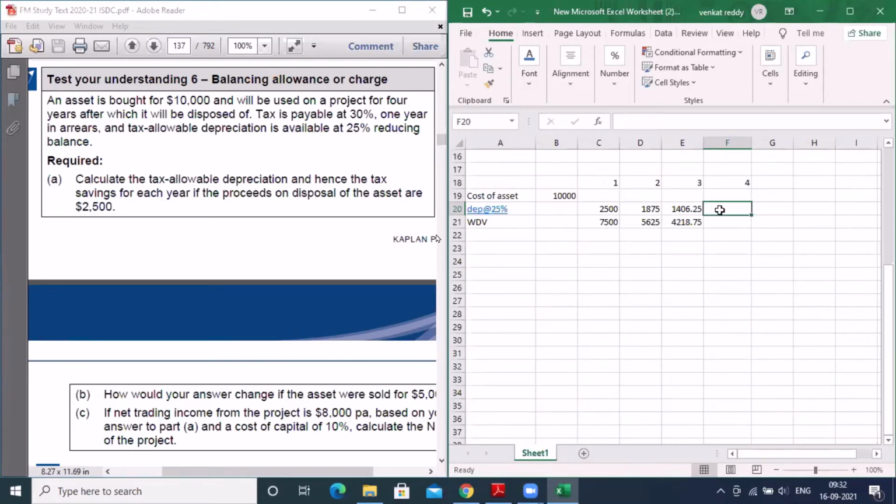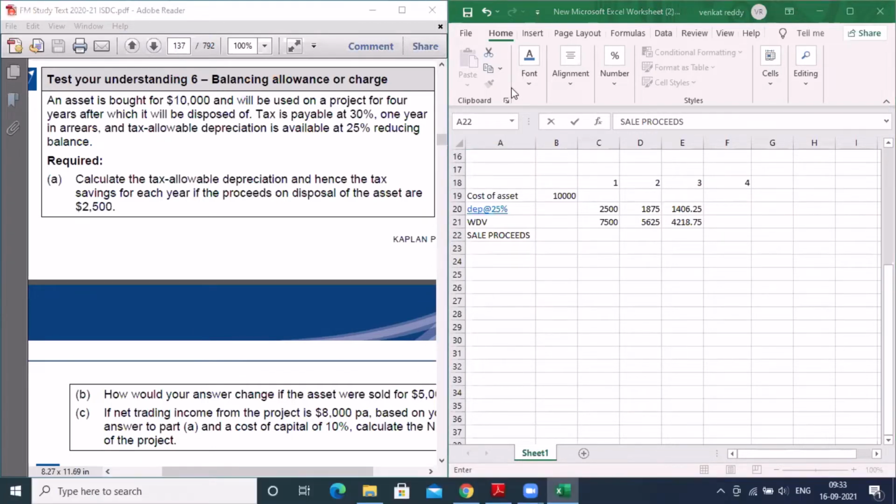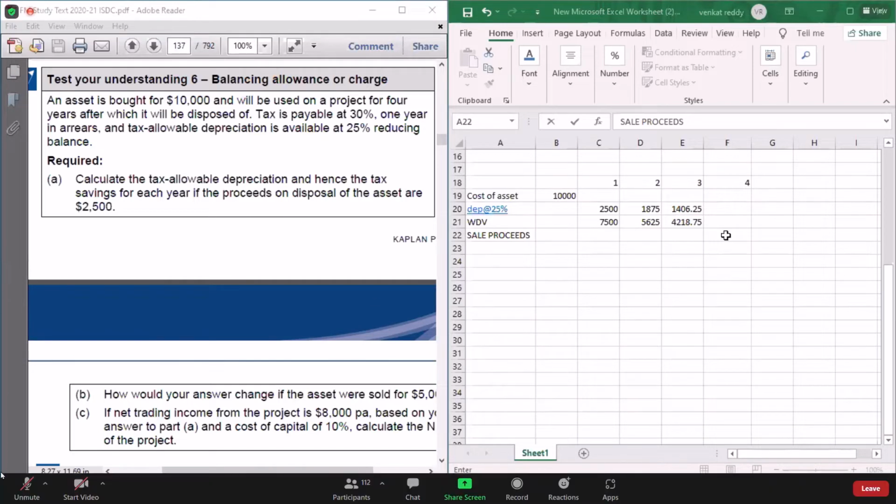So what will be the balancing allowance or charge? I hope you can easily guess it. Actually the written down value is 4,218.75, but we are selling it for, for your clarification, let me show like this. Yeah, balancing allowance. After 4 years it is going to be disposed. It means at the end of the fourth year, the asset will be disposed. So sale proceeds is 2,500.